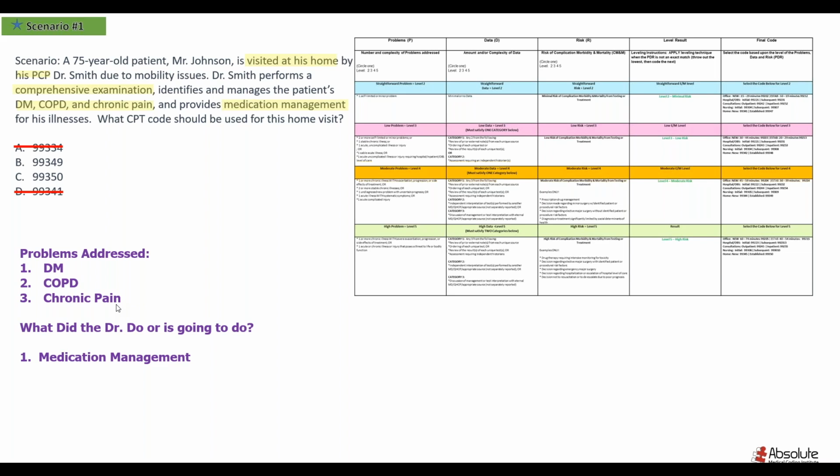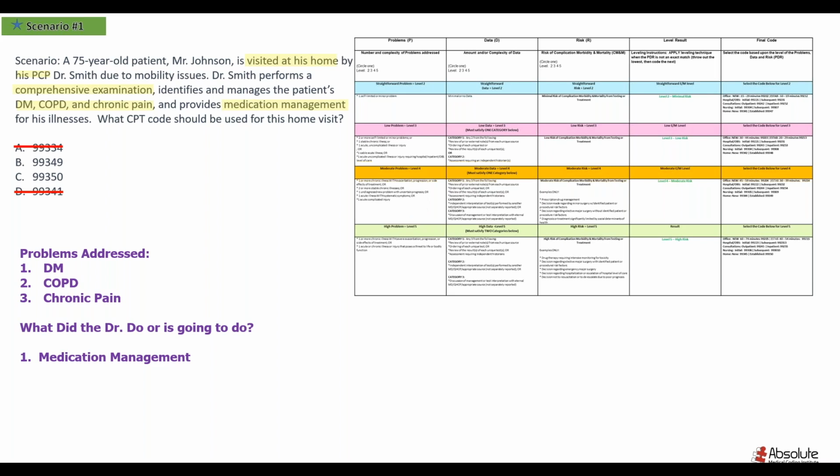Yes, in the problem column, I would take it under moderate problem. Why? I would take it under two or more stable chronic illnesses. We have diabetes mellitus, COPD, and chronic pain, so we can take it as two or more chronic problems. So it falls in moderate problem, level 4.